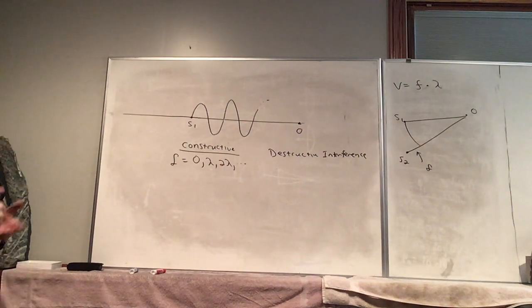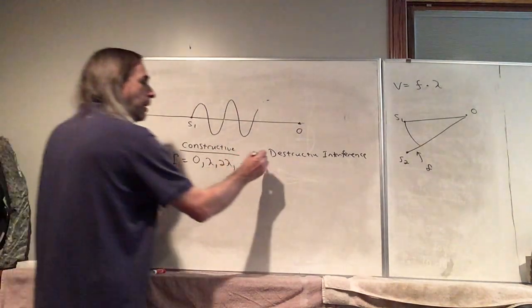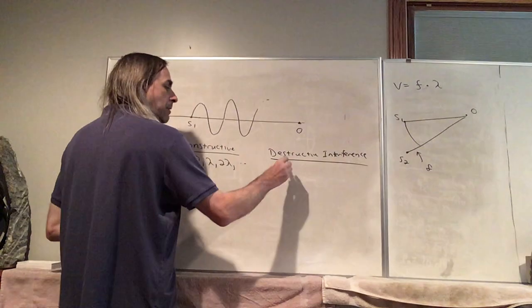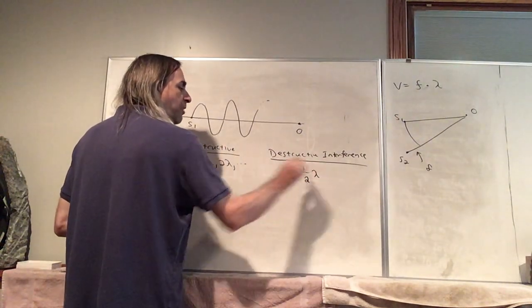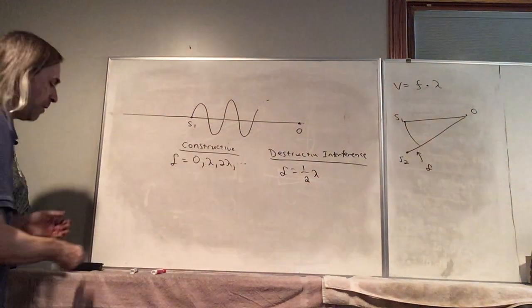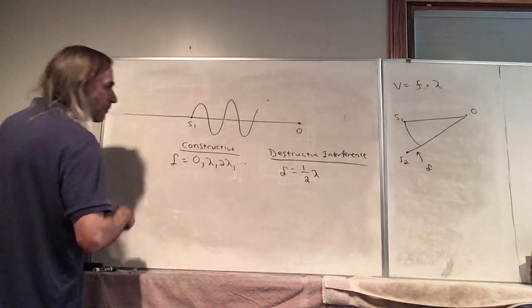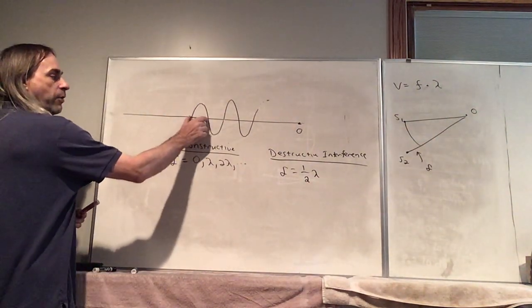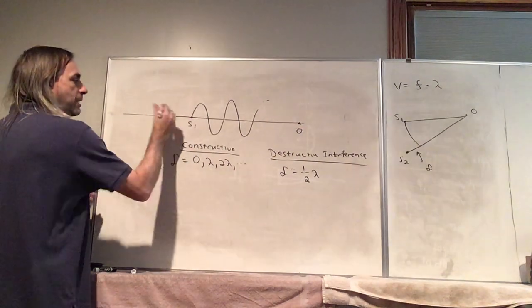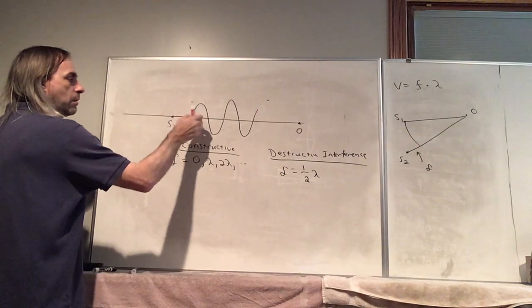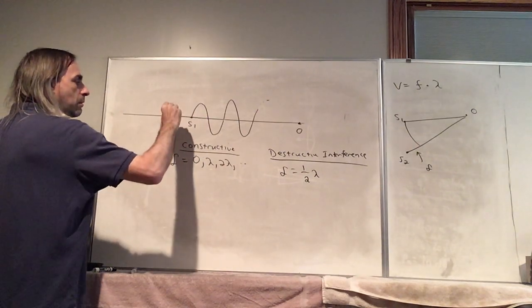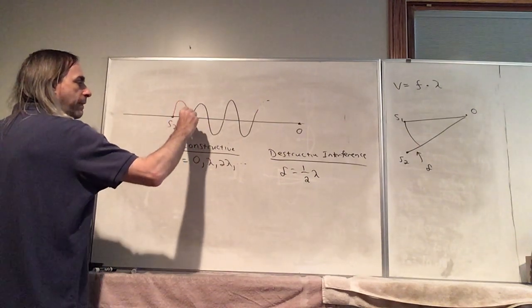I'm just going to write down the condition, and then it should be clear why this is the case. Let's say delta is 1/2 of a wavelength. So this is half of a wavelength. So if I write S2 here, it's going to go like this.